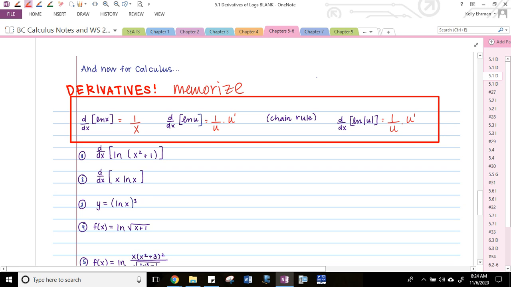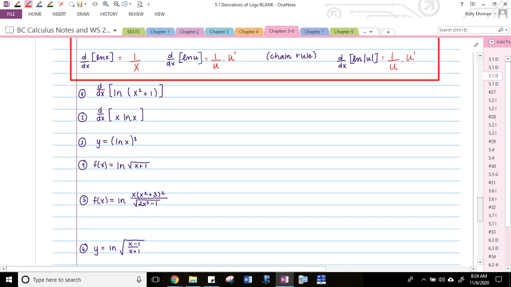All right, so let's look at number 1. The natural log of x squared plus 1. u is x squared plus 1.